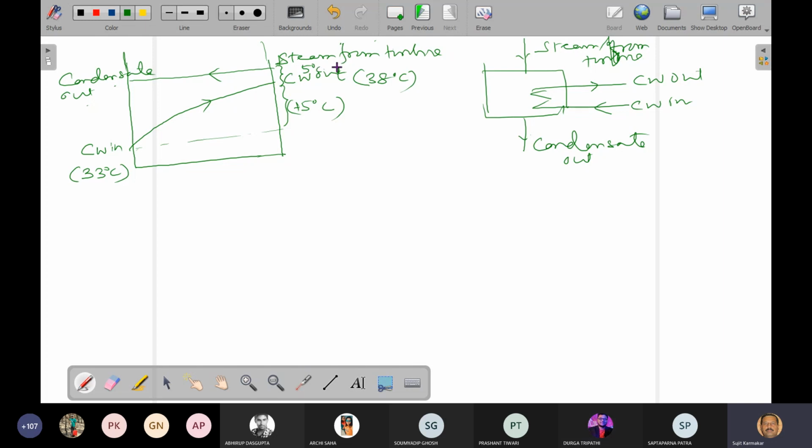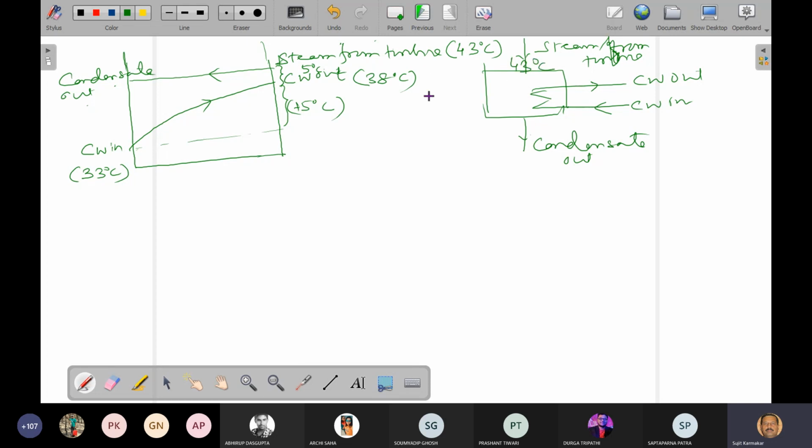Then at which temperature is the steam entering? What is the inlet temperature of the steam? Meaning, what is the exit temperature of the steam from the turbine? At which temperature? 43. At the condenser it is entering. So that means it is entering at 43 degrees Celsius.